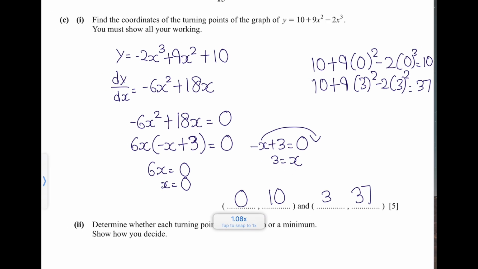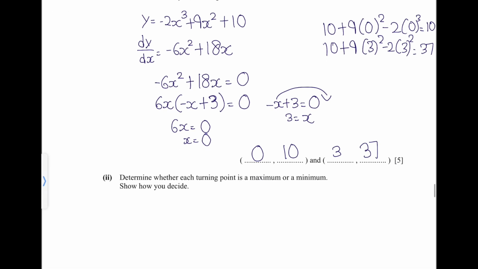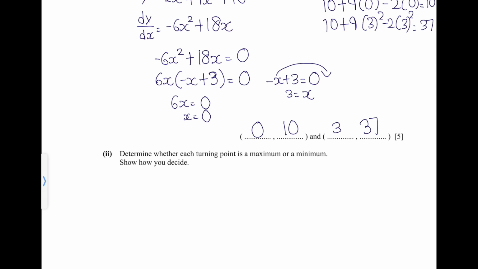Then it says to decide whether each turning point is a minimum or a maximum. So again, to do this you have to find the double derivative. The double derivative basically means the derivative of the derivative already found. So negative 6 into 2 would be negative 12x, and 18x would become 18.